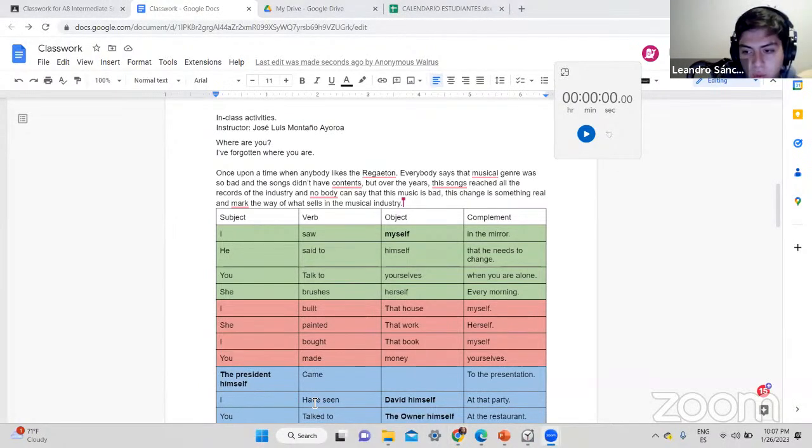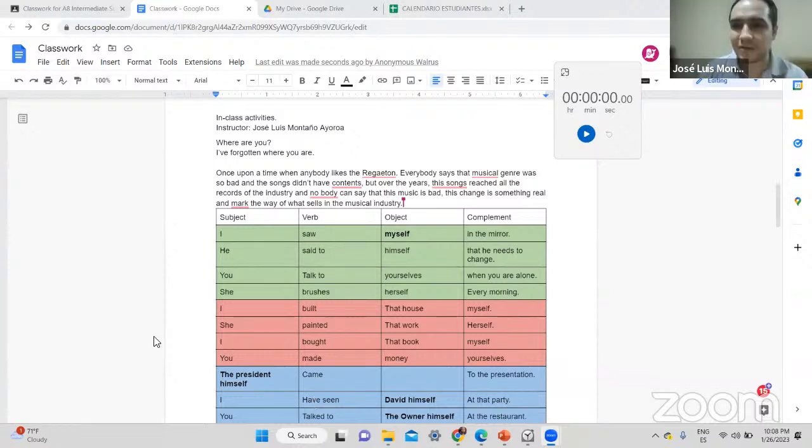Okay, once upon a time when anybody likes the reggaeton, everybody says that musical genre was so bad and the songs didn't have contents. But over the years, these songs reached all the records of the industry, and nobody can say that music is bad. This change is something real and mark the way of what sells in the musical industry.